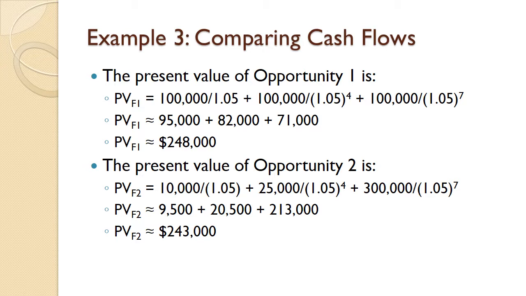Suppose you figured out a way to switch the second and third payoffs in Opportunity 2. That is, you would get $300,000 after 4 years and $25,000 after 7 years. In that case, the present value of this cash flow would go up substantially because you wouldn't have to wait so long to get the big payout. As you can see on this slide, switching the second and third payoffs raises the present value of Opportunity 2 to about $274,500, making it the more valuable payoff.